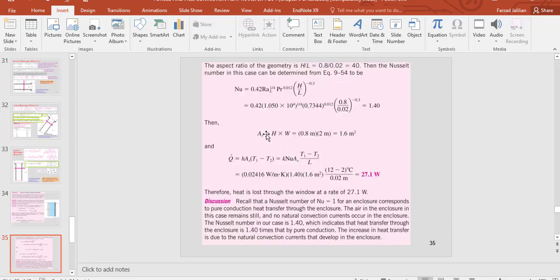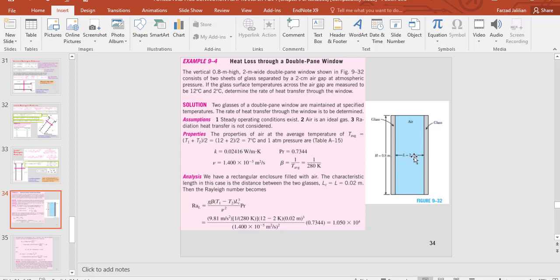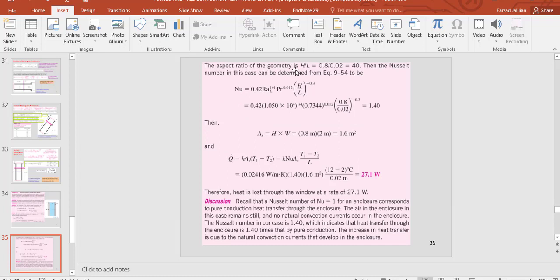How much is aspect ratio for our example? H divided by L. What is L? L was the distance between two surfaces. And H is the normal direction to that L. So H divided by L, the dimensions are also given. So H divided by L, or aspect ratio, will be 40.